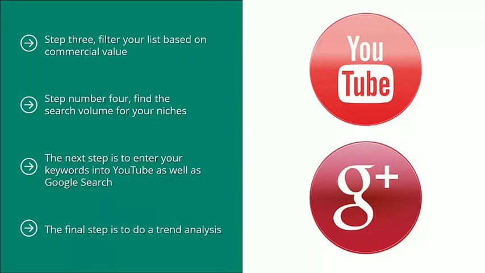The final step is to do a trend analysis. Now that you have a clear idea of the niches that you want to target, enter their keywords into Google Trends. Do you see the demand or interest for this going up over time, or do you see it flatlining or even declining?